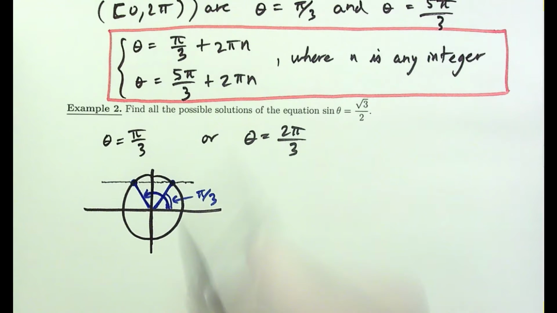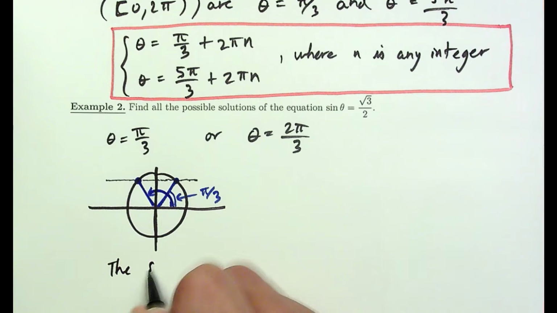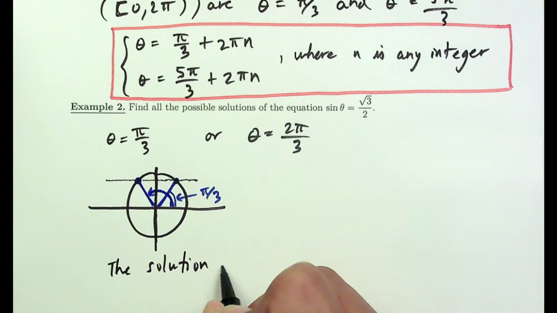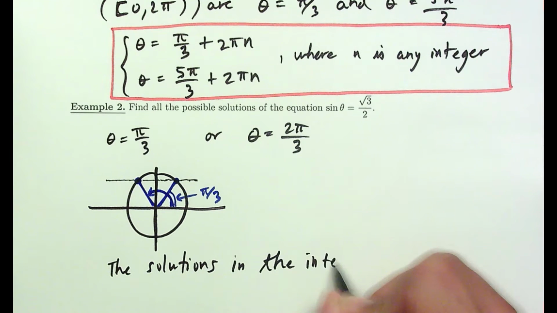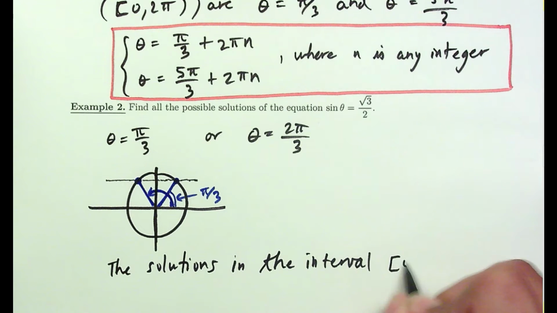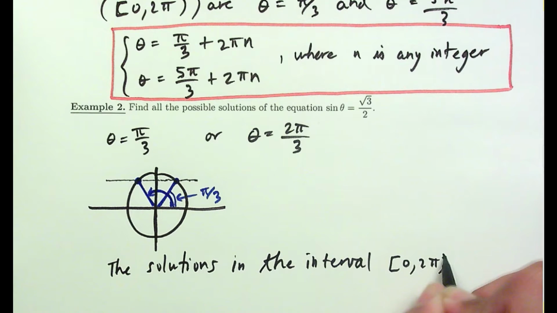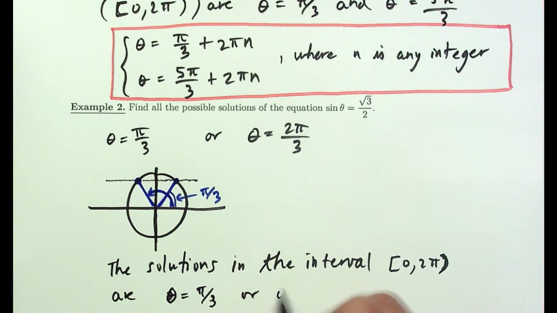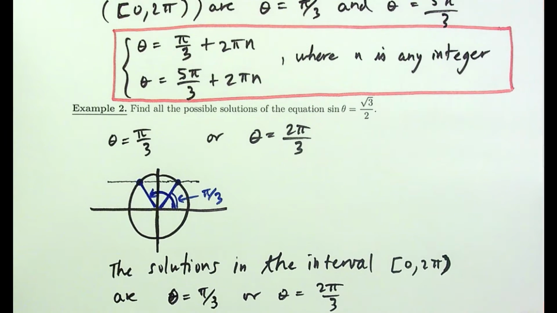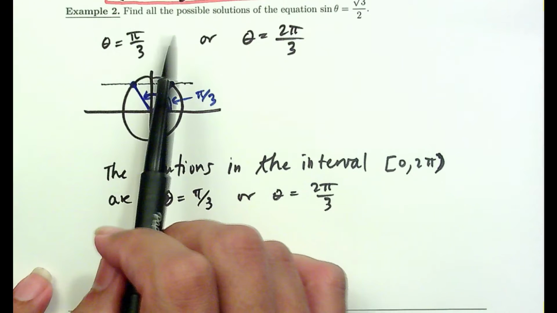solutions to this equation. So the solutions in the unit circle, or in the interval between 0 and 2 pi, are pi over 3 or 2 pi over 3. If we were asking for the solution between 0 and 2 pi, that would be the end of the story. But they want, again, all possible solutions.